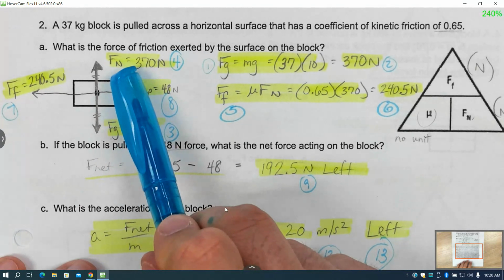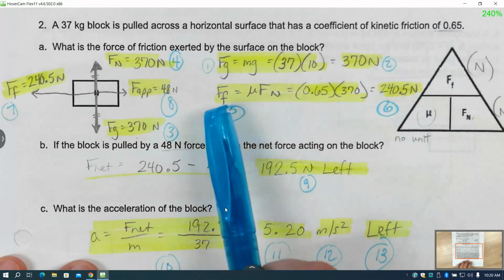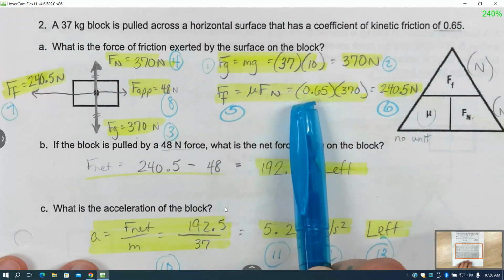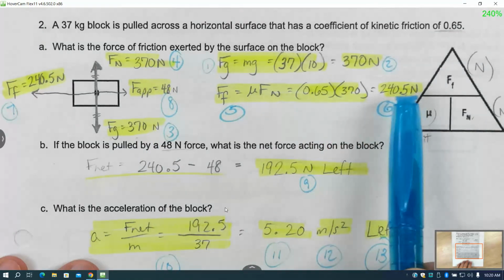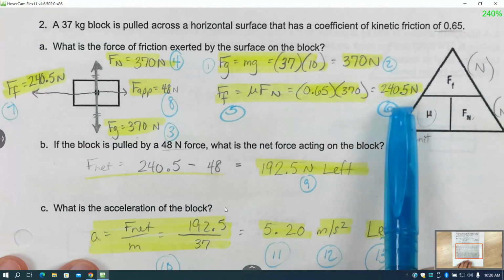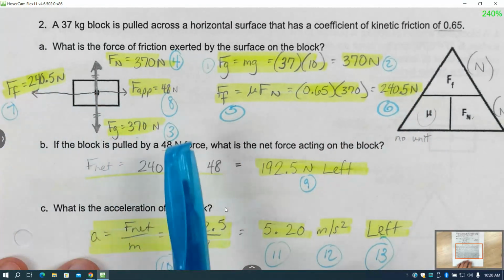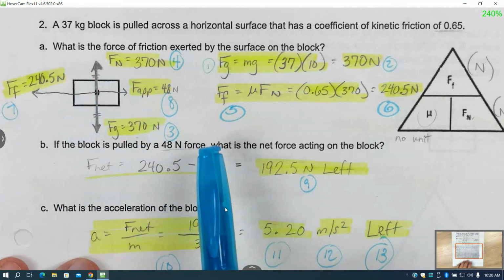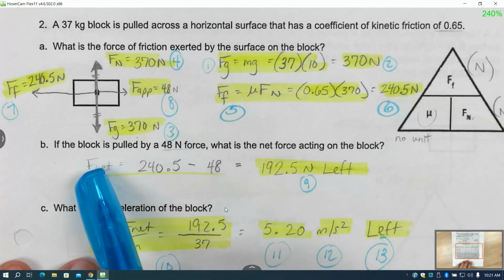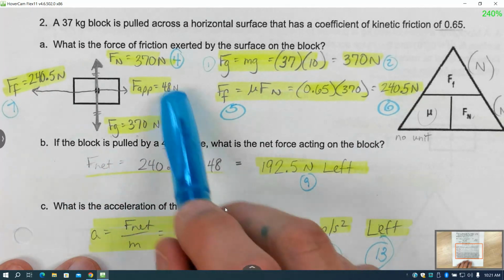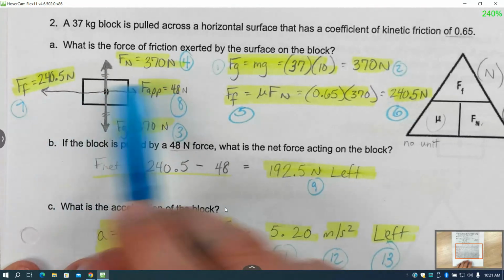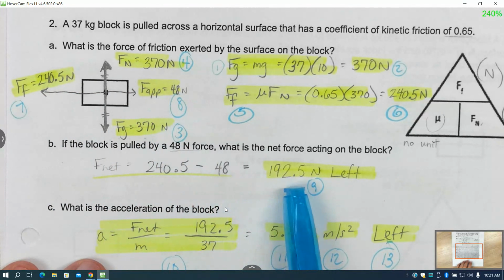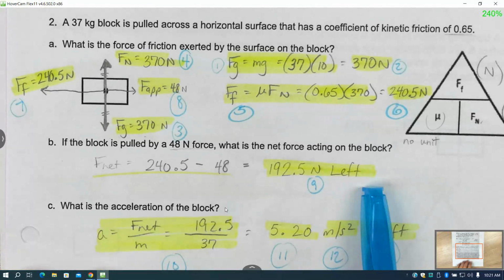Now what you have is normal force and the coefficient. Friction force is coefficient of friction times the normal force, so I'm taking 0.65 times the normal force of 370, we get 240.5. That's your 6th point. Draw this in as your 7th point. The block is being pulled by a 48 Newton force. Draw that in. That's your 8th point. Net force they wanted. Net force, well, the top and bottom balance, so we're going to subtract these two. So 240.5 minus 48 gives us 192.5 newtons to the left.